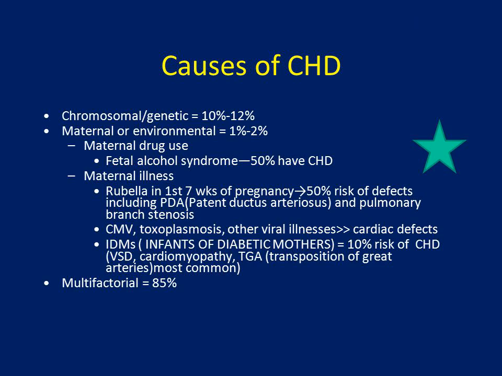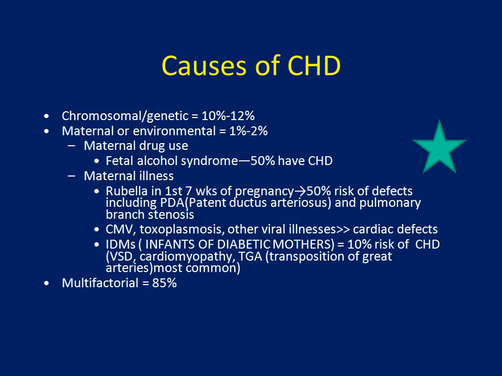Causes of CHD: chromosomal/genetic equals 10% to 12%. Maternal or environmental equals 1% to 2%. Maternal drug use: fetal alcohol syndrome, 50% have CHD. Maternal illness: rubella in the first 7 weeks of pregnancy carries a 50% risk of defects including PDA, patent ductus arteriosus, and pulmonary branch stenosis. CMV, toxoplasmosis, and other viral illnesses can also cause cardiac defects.